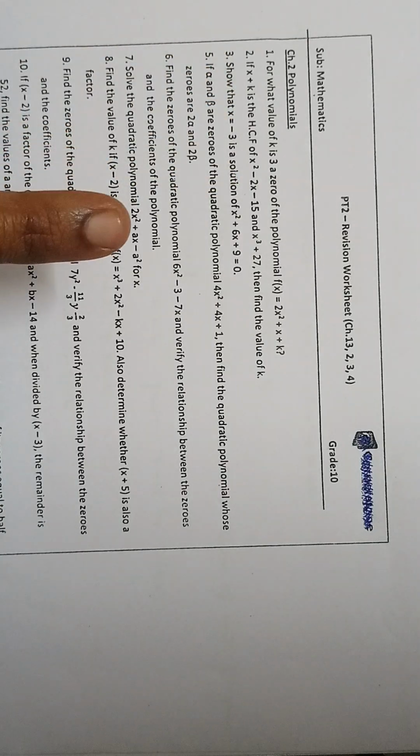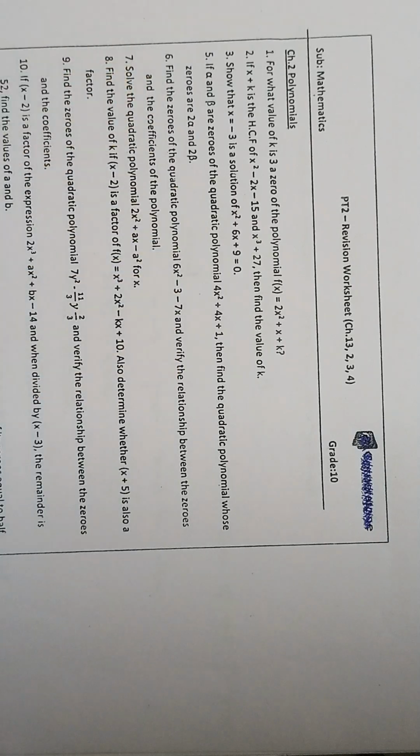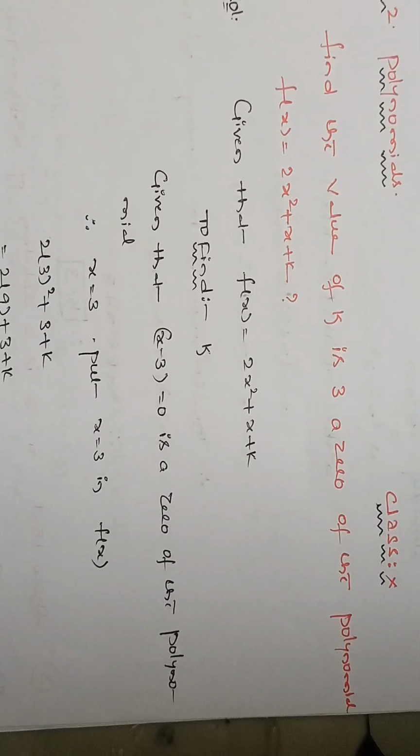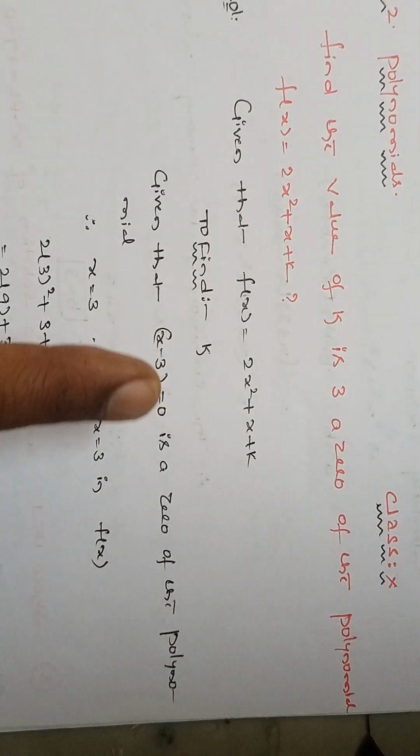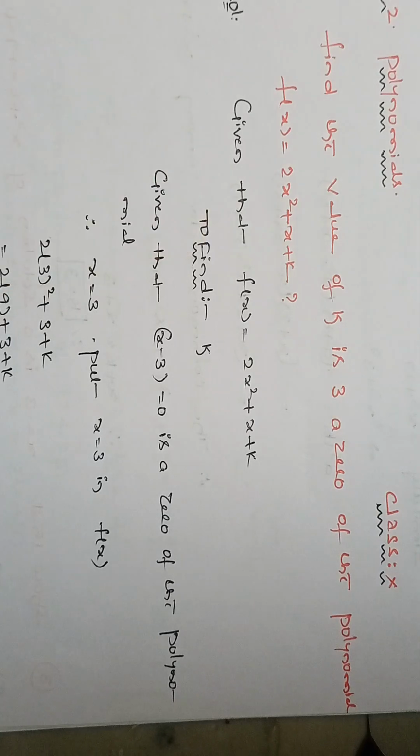First one: for what value of k is 3 a zero of the polynomial f of x equal to 2x square plus x plus k? Okay, we'll see that sum. Find the value of k if 3 is a zero of the function f of x equal to 2x square plus x plus k.